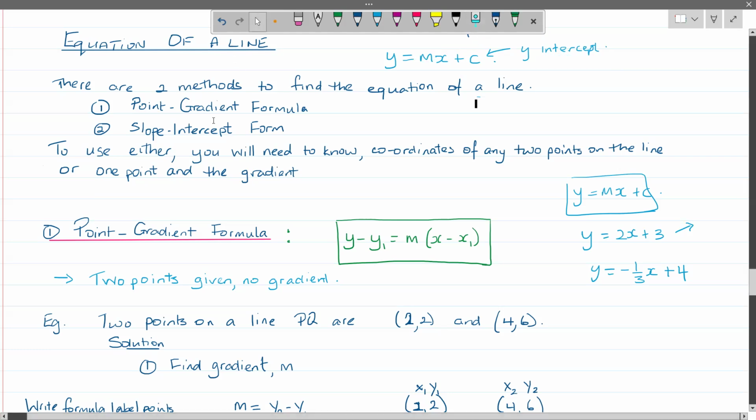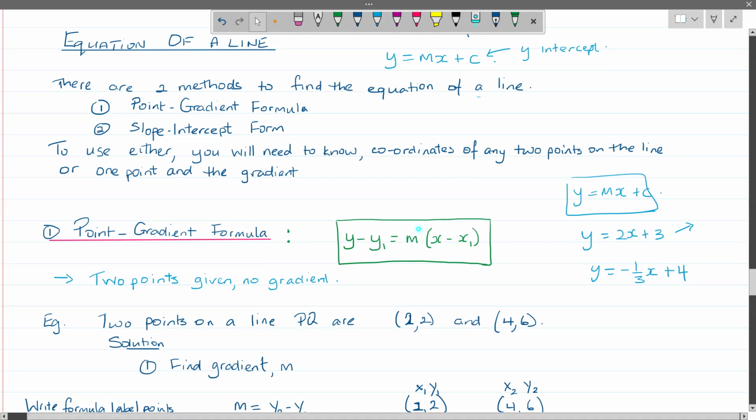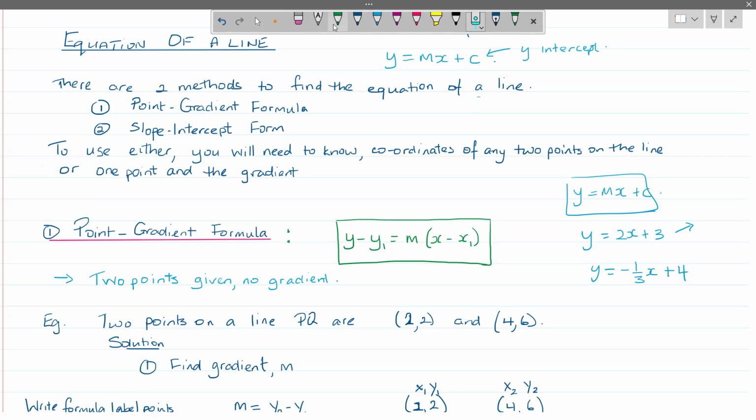Before we get into that though, I need to say that to use either of these formulas, most of the time you're going to need the coordinates of any 2 points on a line, or if they give you the gradient and 1 point on a line. Why are you going to need that? Because if you look at the formulas, you need to know what the gradient is, and you need a y1 value and an x1 value. Same thing inside this other formula, which is the slope-intercept formula.